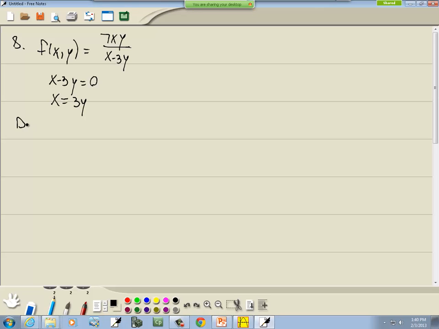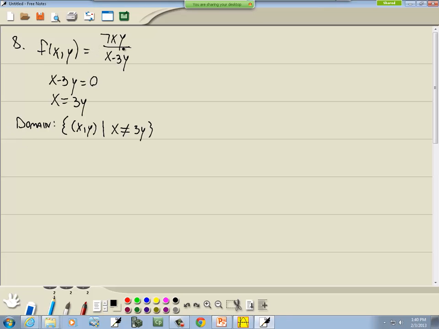So our domain will be the set of all x, y values such that x cannot equal 3y. Because if x is equal to 3y, that means you got a 0 in the denominator. So there's actually an infinite number of problem areas. Not just one value, but an infinite number of points that cause us problems. So that's our domain.